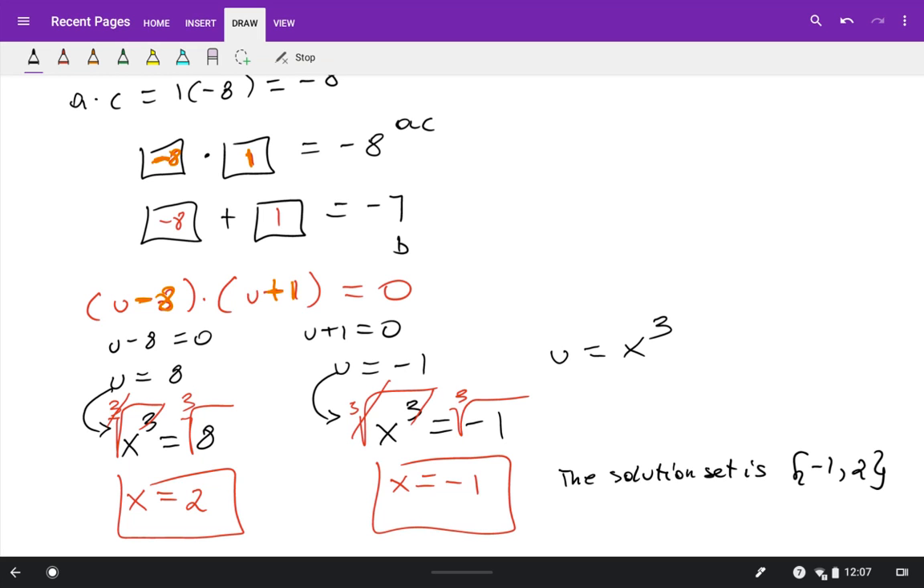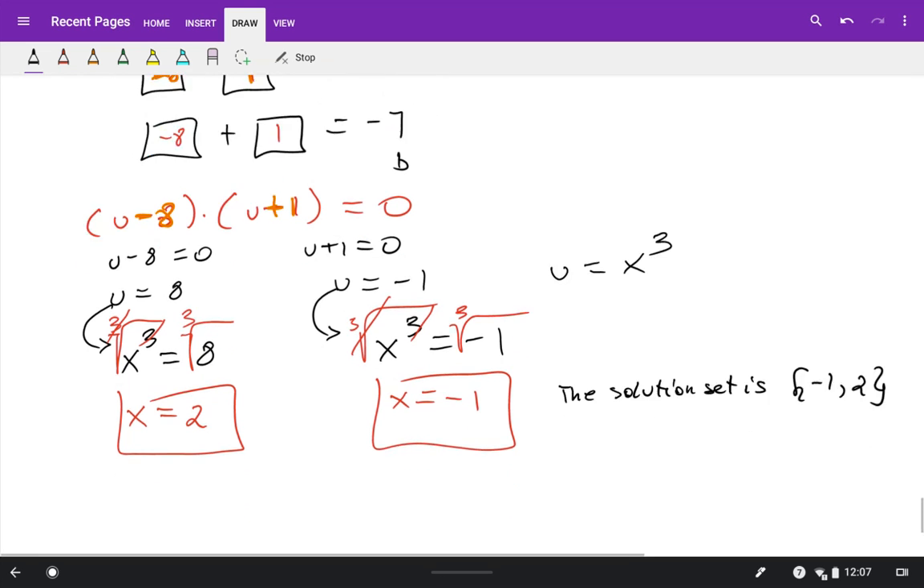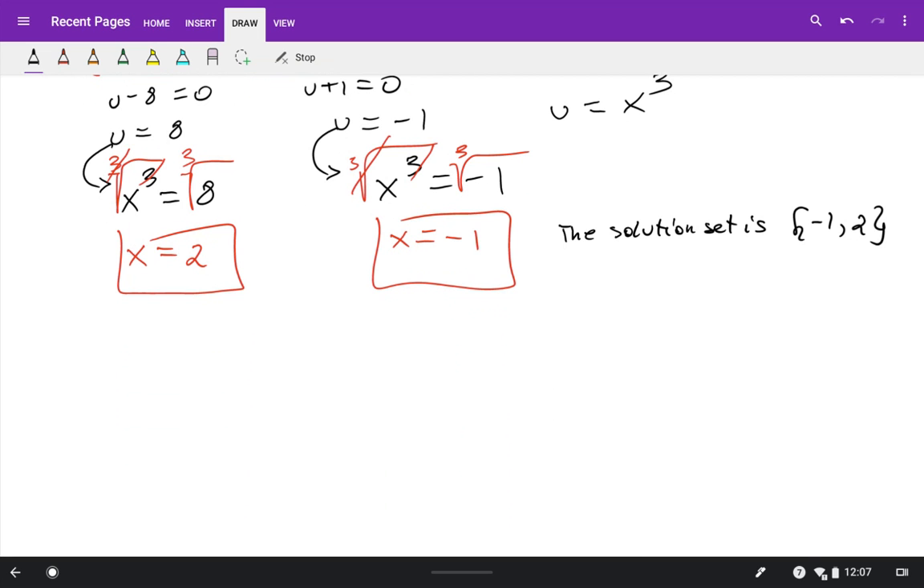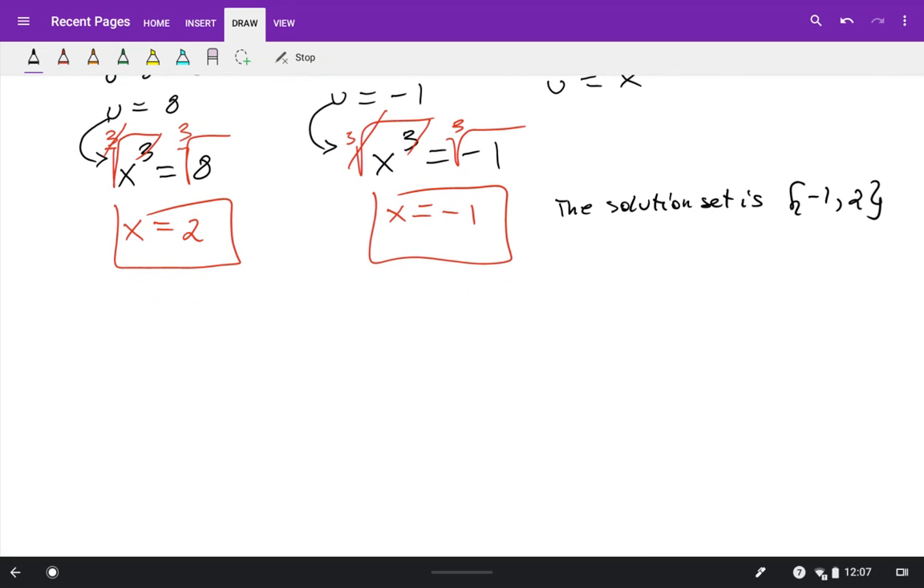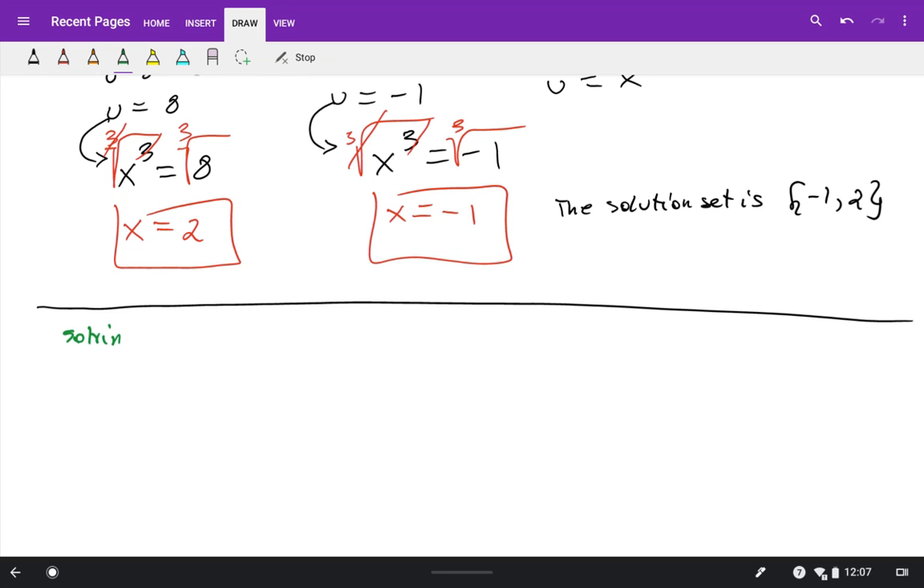Next, I want to talk about how to solve quadratic equations using the grouping method. Okay. So next one will be solving equations by factoring. So we use factoring using the grouping method.